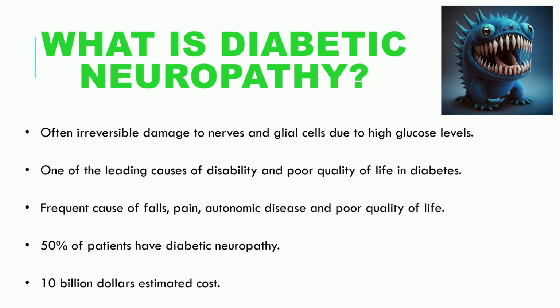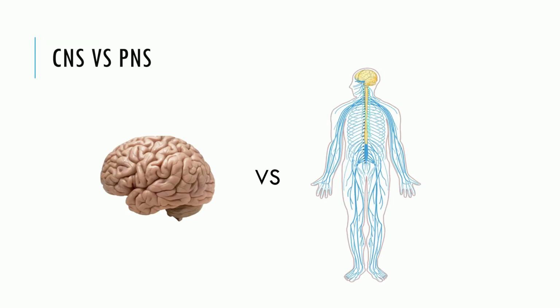And the estimated cost only in the United States, I put the amount from the United States since it's one of the countries with the best tracking about financial issues, and they estimate that it costs them $10 billion annually to treat the complications of diabetic neuropathy. So it's not only a very severe and important problem for the patient, but for the healthcare system in general, and of course in the world.